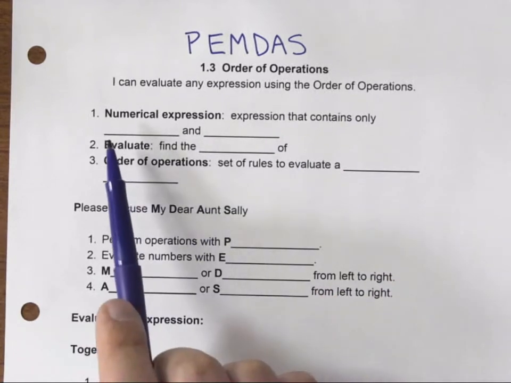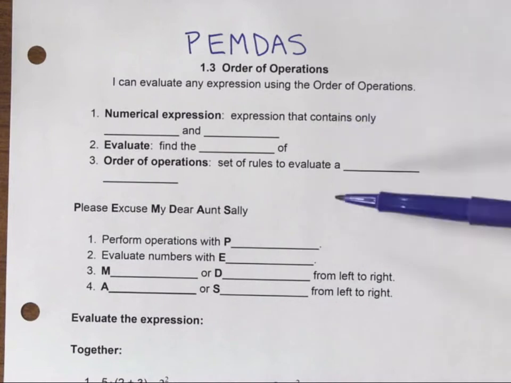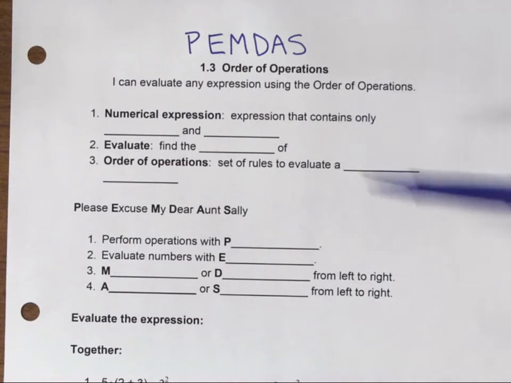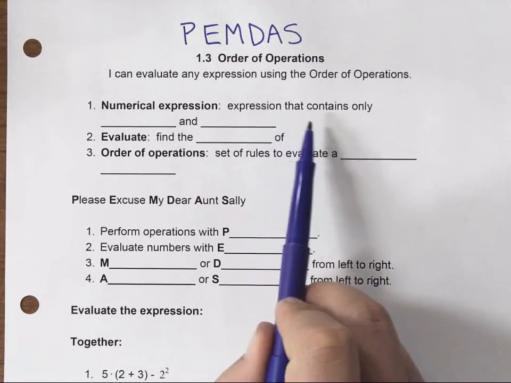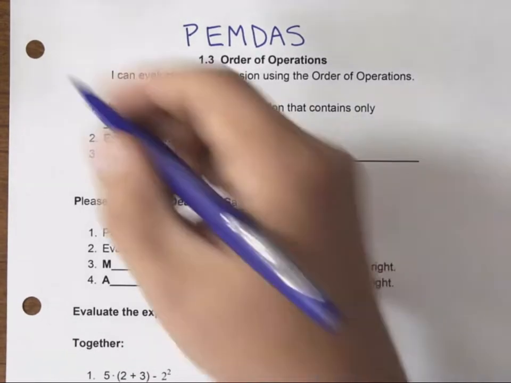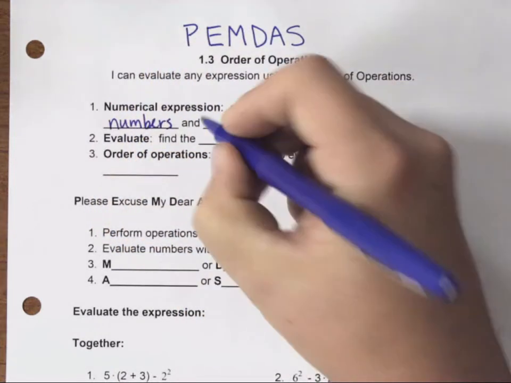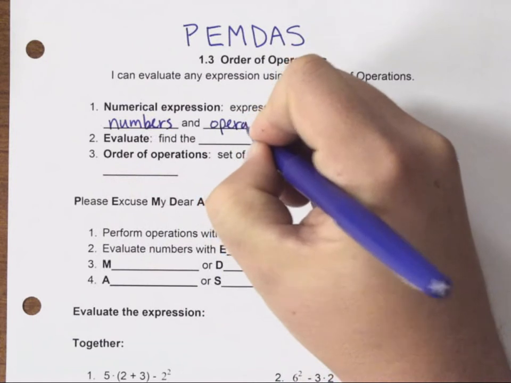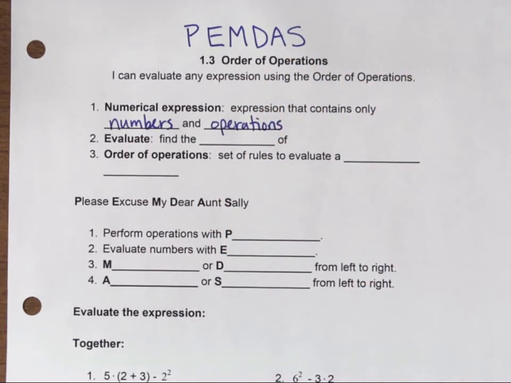So, number one, numerical expressions. What is a numerical expression? This is going to be our vocab that we are being introduced to in this section. Numerical expressions are expressions that contain only numbers and operations. So there are no variables, in other words.